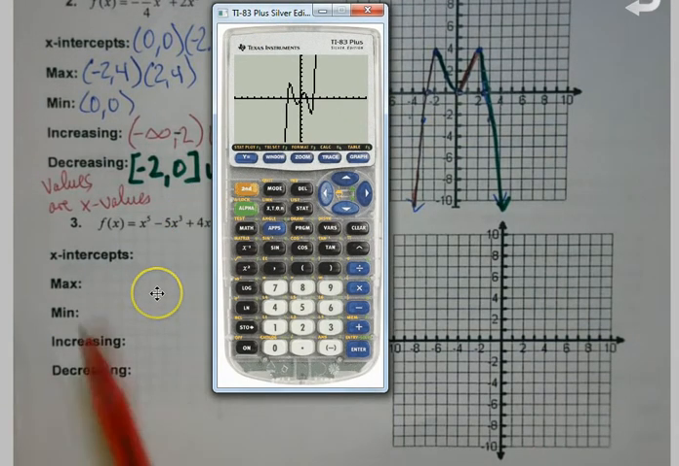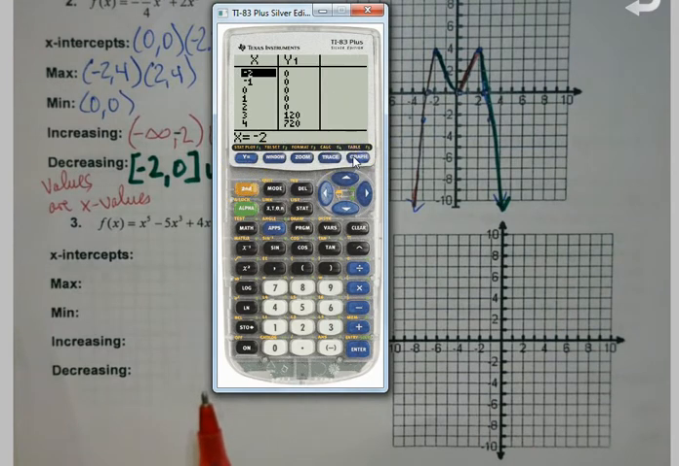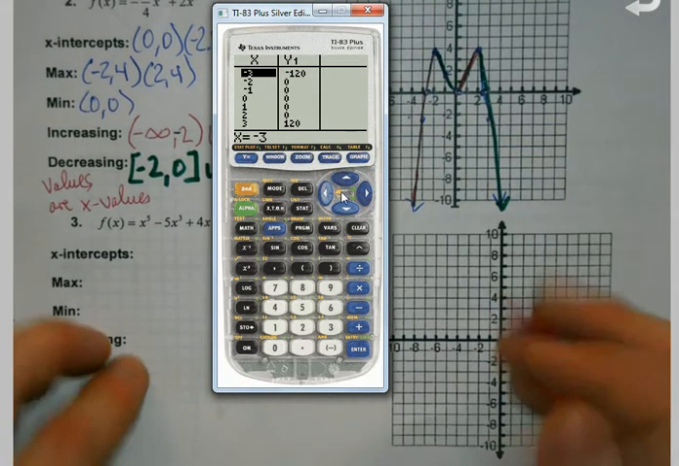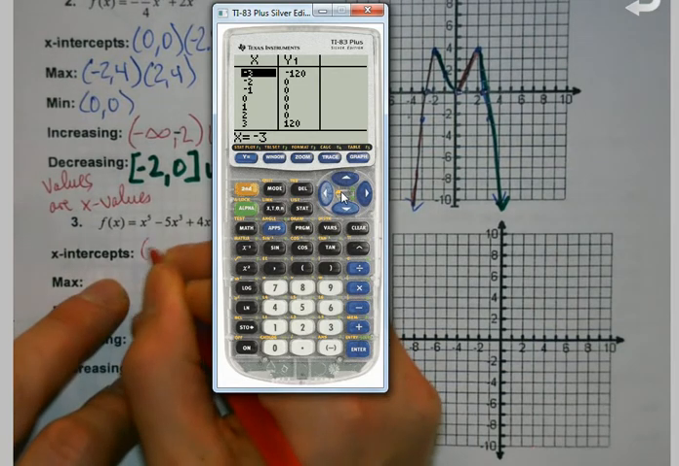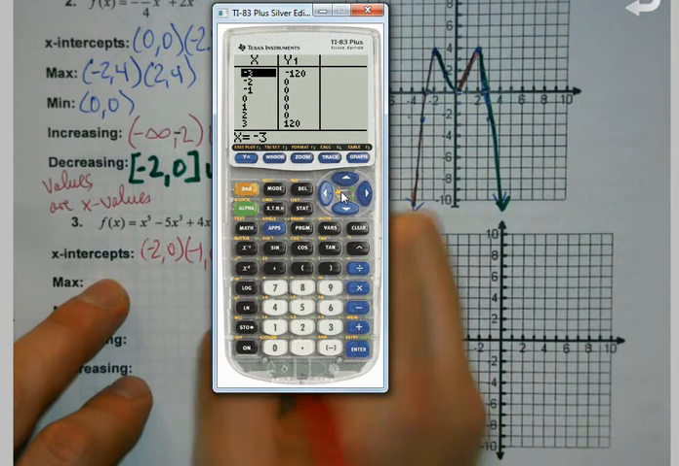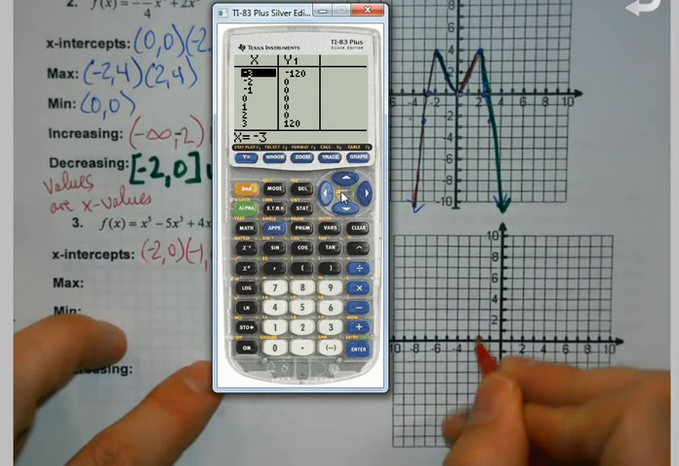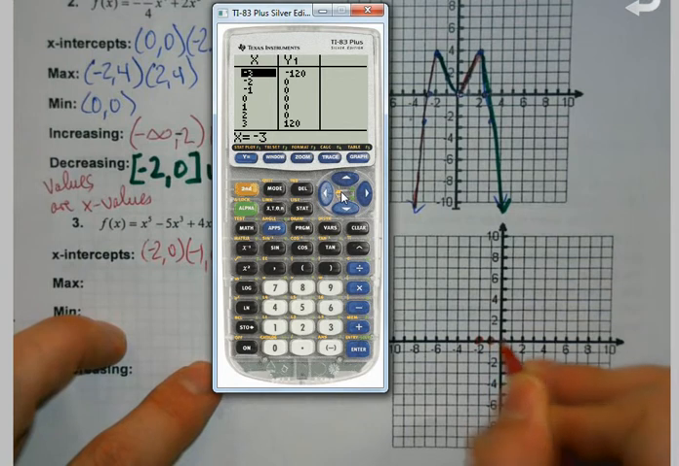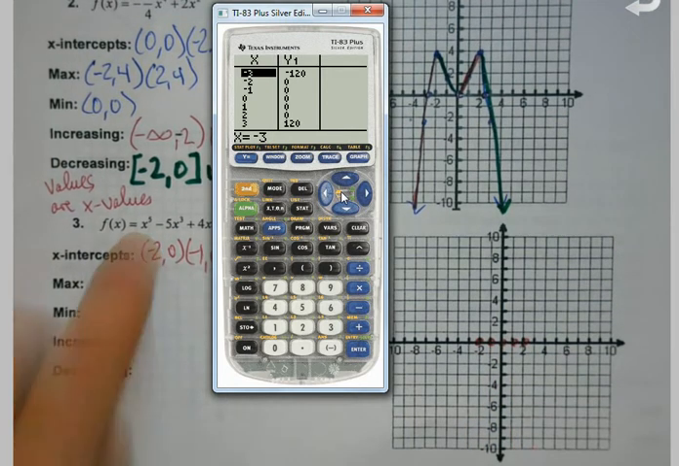So let's try this out. There we go. Holy cow, check out all the zeros. Okay, so x-intercepts, there are a load of them. So I've got negative 2, 0, negative 1, 0, 0, 0, 1, 0, 2, 0. That's a sight we don't see very often. But it does get me all of my zeros and all of my answers, so okay.